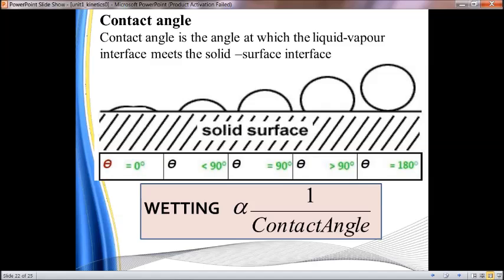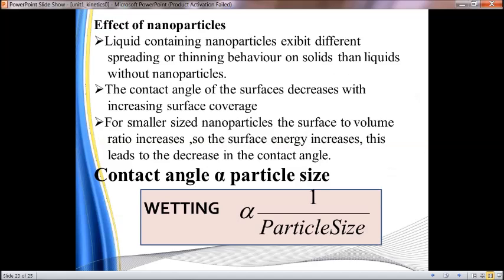Then the effect of nanoparticles. Liquids containing nanoparticles exhibit different spreading and thinning behavior on solids than liquids without nanoparticles. The contact angle of the surfaces decreases with increasing surface coverage. For smaller sized nanoparticles, the surface to volume ratio increases, so the surface energy increases, which leads to a decrease in contact angle. So these are the effects of nanoparticles on wetting characteristics.